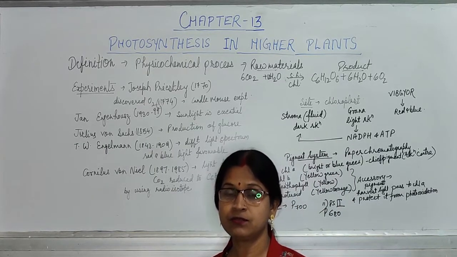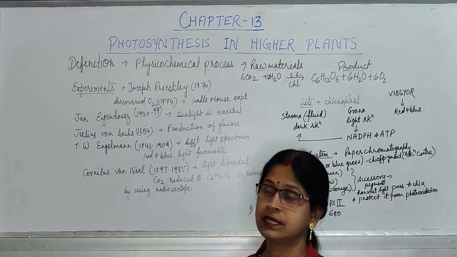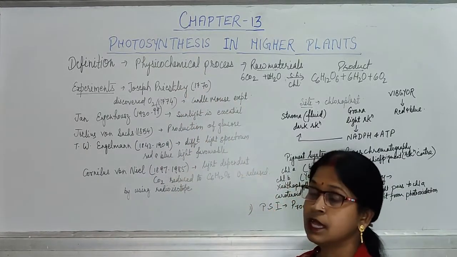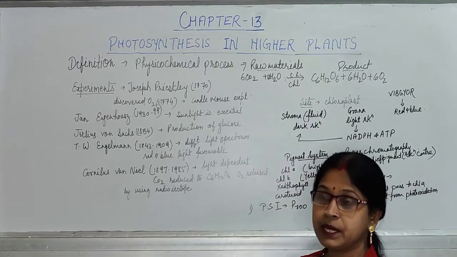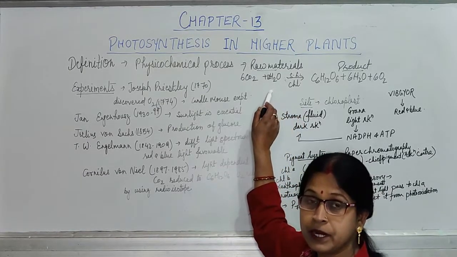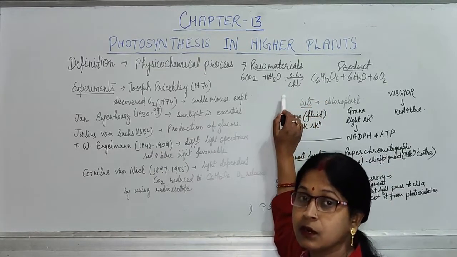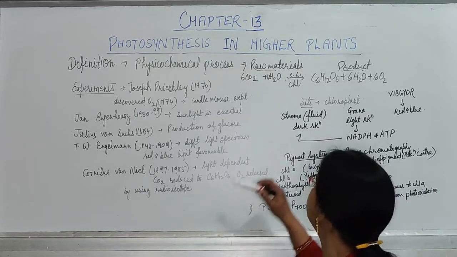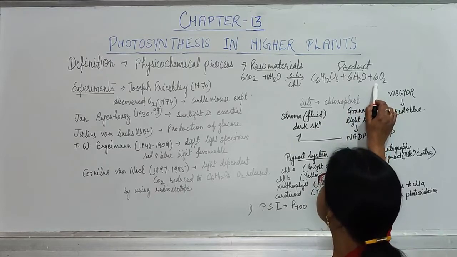Now, in presence of sunlight, that is photo, synthesis of glucose. That means this photosynthesis is a physiochemical process in which the raw materials are carbon dioxide, which is obtained from the atmosphere, then H2O, which is obtained from the soil, and in presence of sunlight and chlorophyll, which is already present in green plants, the product will be glucose, that is sugar, then CO2, oxygen.